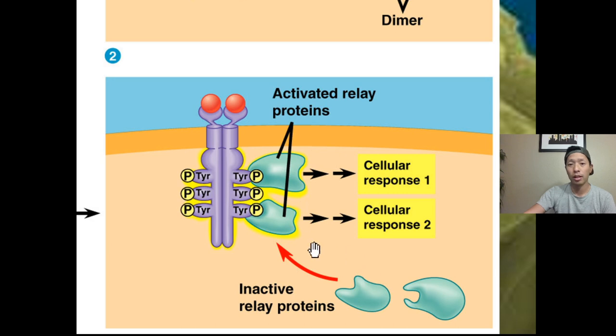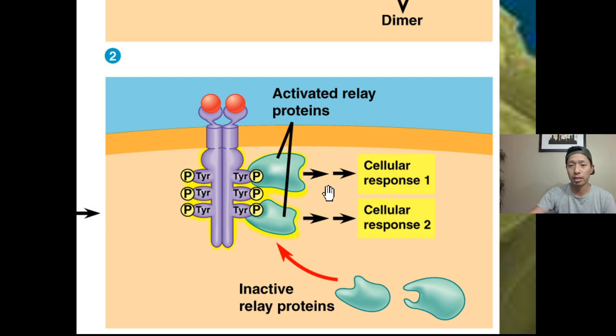And so you can see here that you have some inactive relay proteins, right? Their job is to pass the message on to other proteins. Well, they're inactive right now. But when this tyrosine kinase gets activated by the molecules and the ATP is phosphorylating these kinase enzymes, that's going to cause these relay proteins to rush over here and bind to it. They're going to get the energy from the phosphate, and then they will activate different cellular responses. And in this case, this first blob here is going to activate cell response 1, and the other one's going to activate cellular response 2.